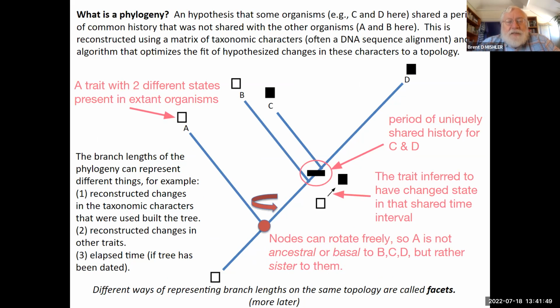A is not primitive to the others. Any of these nodes can rotate. So what the diagram is really showing is not any kind of linear order. What it's showing is a branching relationship among the terminals.